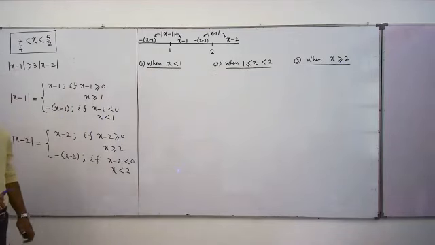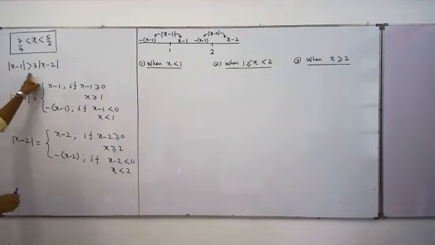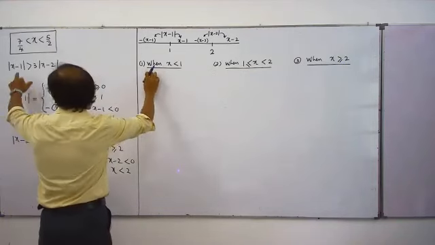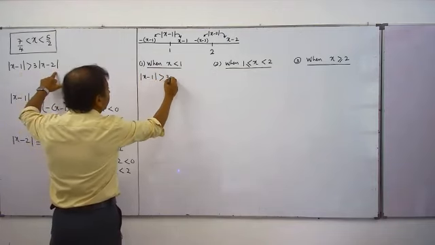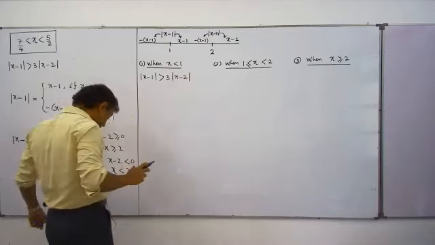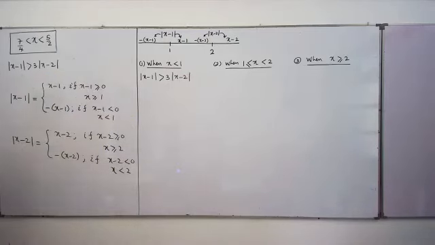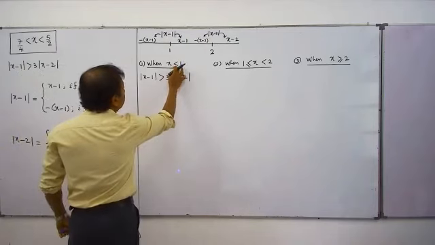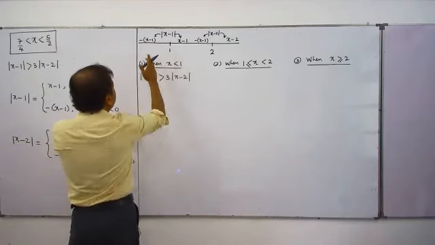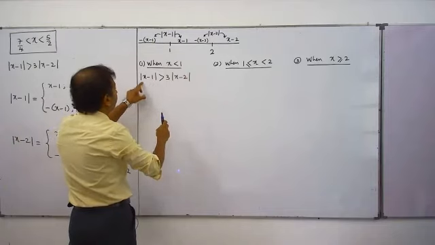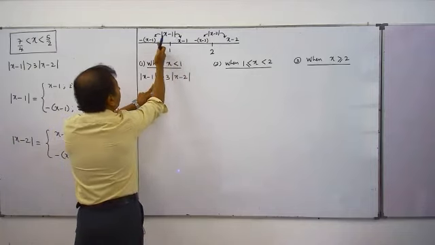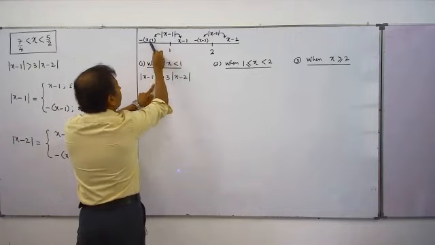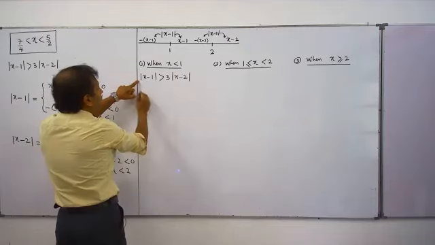Now in each interval, we have to solve this inequality. In this interval, I am going to work out this inequality: mod x minus 1 greater than 3 times mod x minus 2. x less than 1, on the left of 1. We have to find what this mod x minus 1 is when x is less than 1. On the left of 1, we know mod x minus 1 is this. And therefore, for the mod x minus 1, we have to put minus (x minus 1).